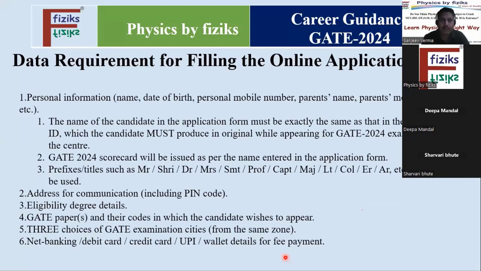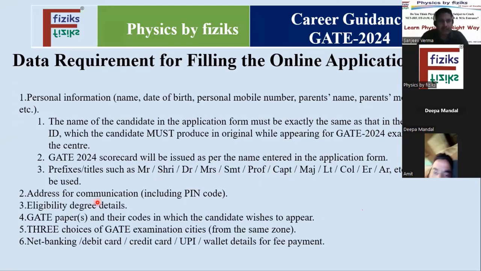Now, what is the data requirement of the online application form? You should have the following things with you. Number one, the name of the applicant, and it should be the same as in the valid photo ID. The GATE scorecard will be issued as per the name entered in the application form, so whatever name you enter over here, you will get the scorecard according to it. And a very important thing, you should not write Mr., Shri, or any prefix before your name.